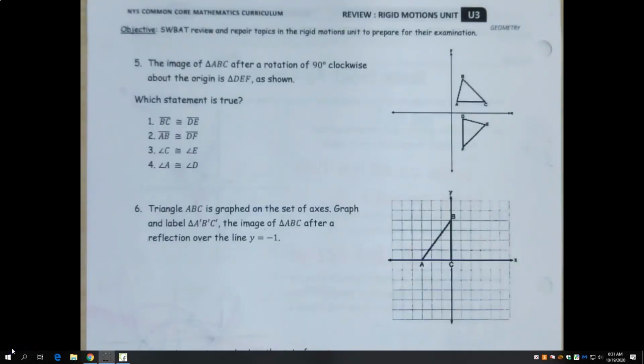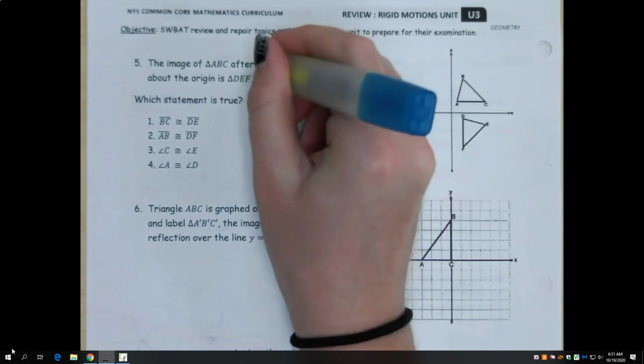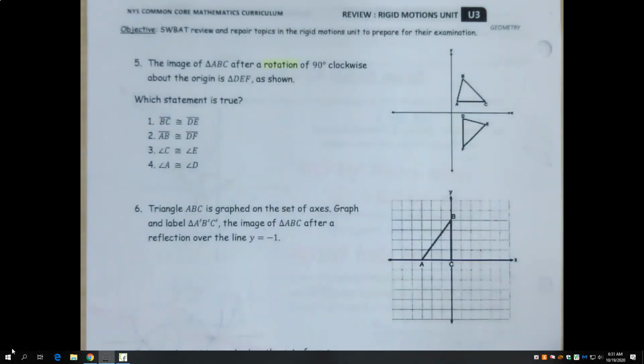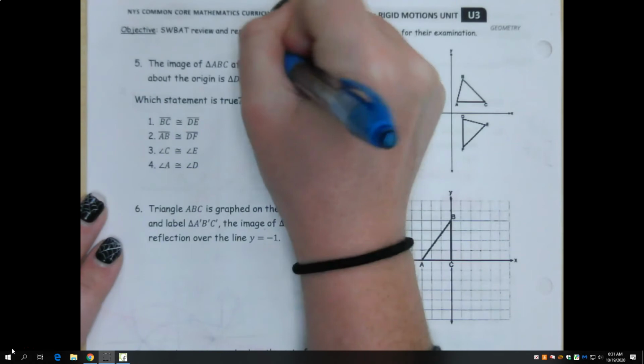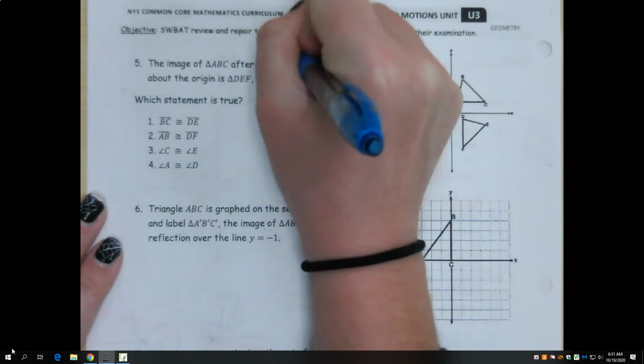All right, number 5, it says the image of triangle ABC after a rotation of 90 degrees clockwise about the origin is triangle DEF. Which statement is true? I want you guys to try this one on your own, but before you do, let's talk about some important information. I know that a rotation, no matter where I'm rotating, is a rigid motion. I know this sounds silly, but I want you guys to box this and actually write that this is a rigid motion.